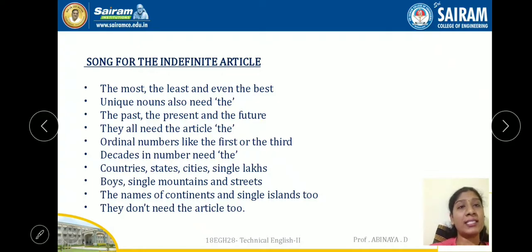Countries, states, cities, single lakes, single mountains and streets, the names of continents and single islands, names of all these particular things do not need an article, right? So whenever you are using the proper name of something, some country, some state or some city or some boy or a single mountain or the name of a continent, at that time you should not use any articles there. So this is the song for where all we can use the definite article.